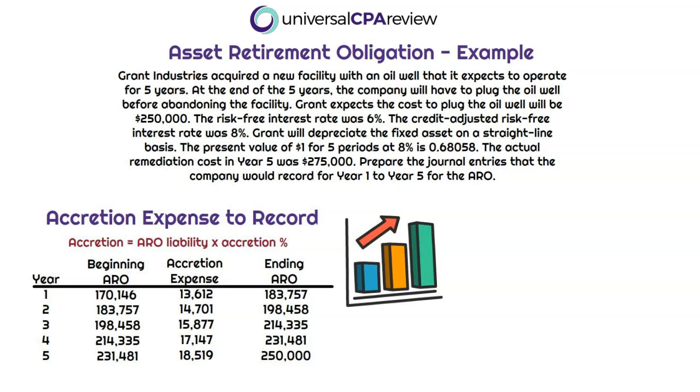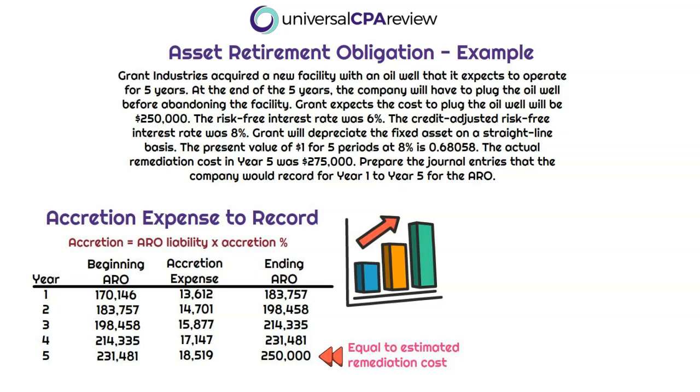Right, so if we repeat the process in years 3, 4, and 5, we see that at the end of year 5, we now have an ending ARO of $250,000. And guess what? That's equal to the estimated remediation cost. Right, so that's how we built up the liability so that by the time the company thinks that they'll have to incur that cost to remediate the land, well, we've built up the liability and we're there.